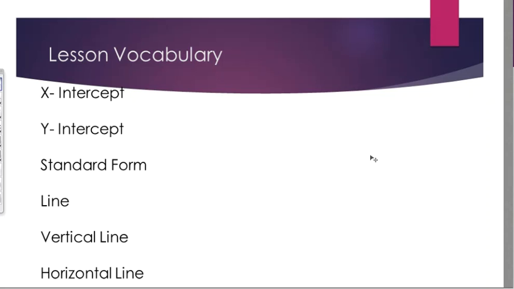In today's lesson we are going to talk about what it means to be the x-intercept, what it means to be the y-intercept, what it means to be in standard form, what it means to be a line, what a vertical line is, what a horizontal line is, and then also what their equations look like. So as you go through this lesson video, make sure that you copy down all of these vocabulary words. You can push pause if you need to, and then push play when you're ready to move forward.